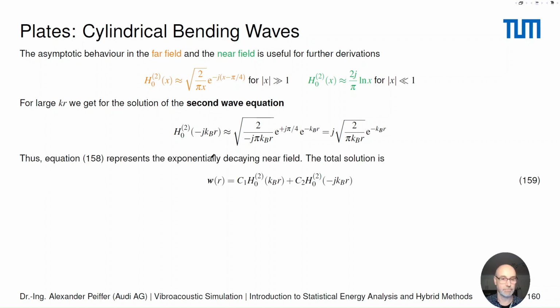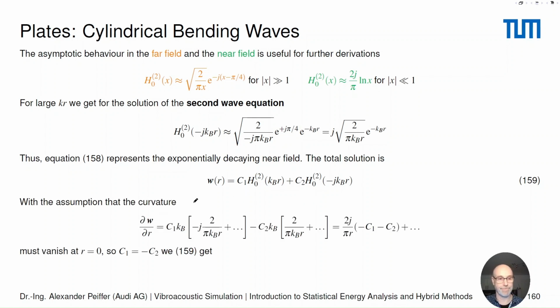That means, obviously, that the solution of the second equation is our exponentially decaying near field. So this is the one that is not really existing. So that means that in the total solution, we are summing up those W1 and W2, which are shown here.